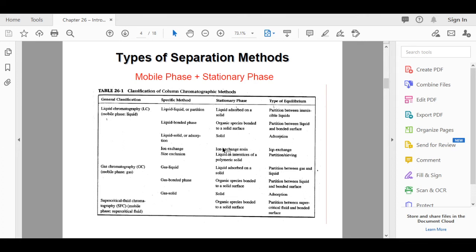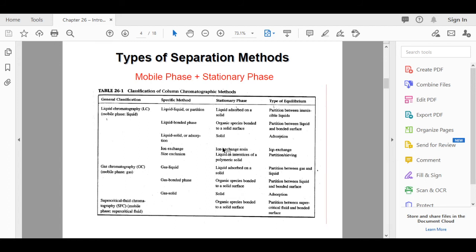These are the basic important things. And if we go towards the classification of the column chromatographic methods, we can see here the general classification, that is liquid chromatography, mobile phase, specific method, liquid or partition chromatography. The stationary phase involved here is liquid adsorbed on a solid, and the type of equilibrium is partition between immiscible liquids. Similarly, in liquid chromatography, if we take the specific method of liquid bonded phase, then the stationary phase will be organic species bonded to a solid surface, and the equilibrium will be partition between the liquid and the bonded surface.